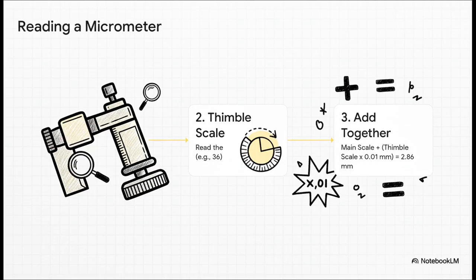And finally, you just add the two readings together. 2.5 plus 0.36 gives us our final measurement of 2.86 millimeters. Now that is some serious precision.